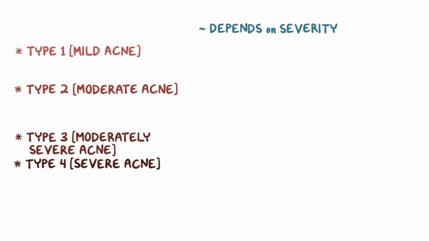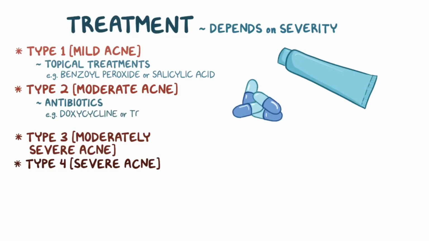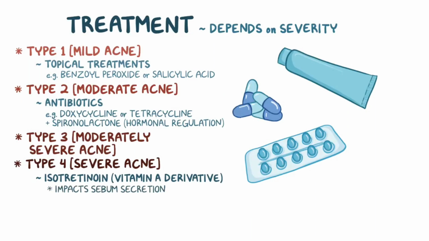Depending on the severity of acne, treatments can vary. For mild acne, topical treatments like benzoyl peroxide or salicylic acid can help remove comedones by removing the top keratin layer. In moderate cases, antibiotics like doxycycline or tetracycline can be used both topically or orally. Occasionally, spironolactone can be used, particularly with hormonal regulation in women. In more severe cases, isotretinoin, a vitamin A derivative, has been shown to give significant improvement to acne due to its ability to impact sebum secretion.